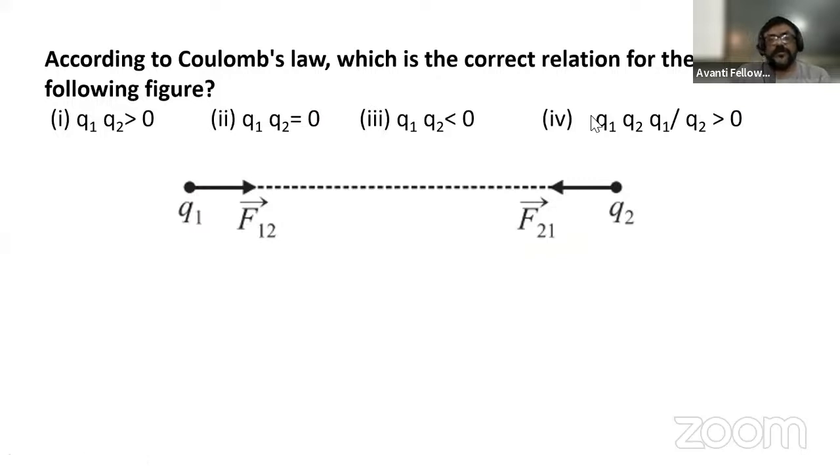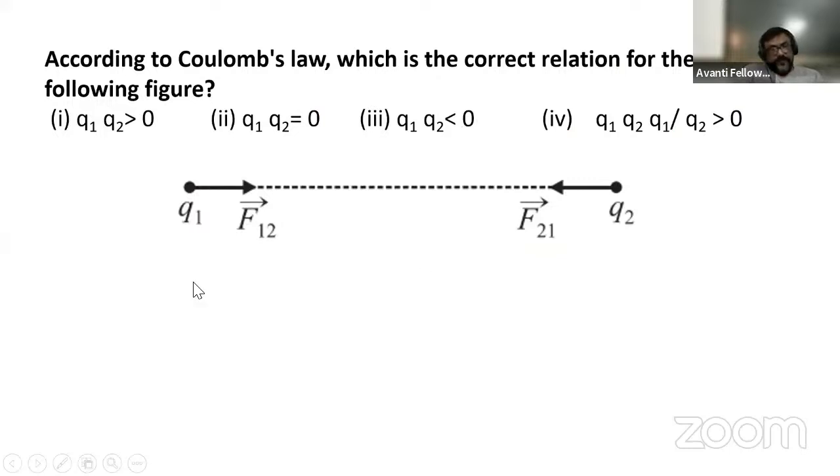According to Coulomb's law, which is the correct relation for the following figure? You have to analyze this figure and find the correct choice from the given four choices. What you can see is a charge Q1 and a charge Q2. Both of them are attracting each other. From the figure, it is very clear that these arrows show that these two charges are attracting each other.